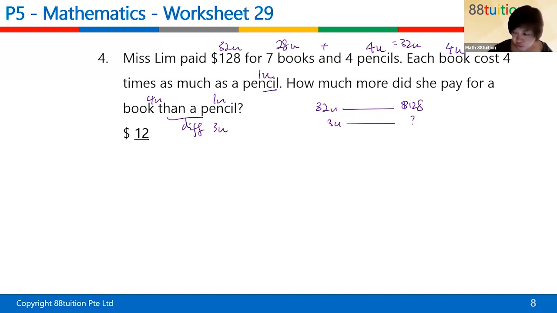Okay, so for this 3 units, you just need to use 128 divided by 32 and multiply by 3 units. Okay.